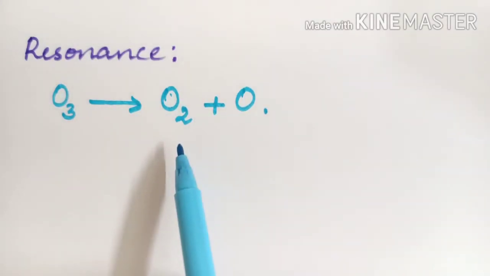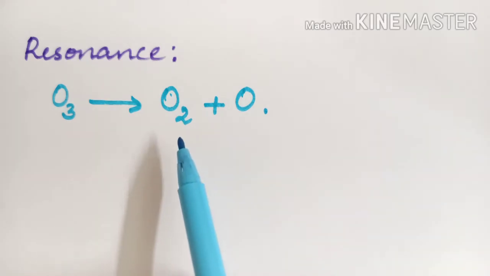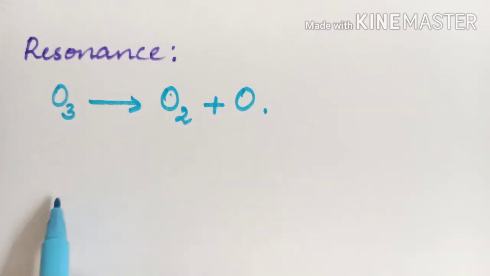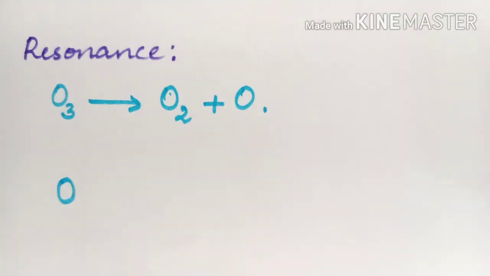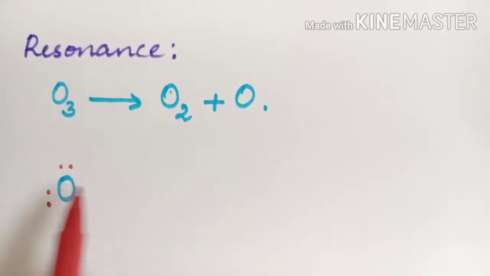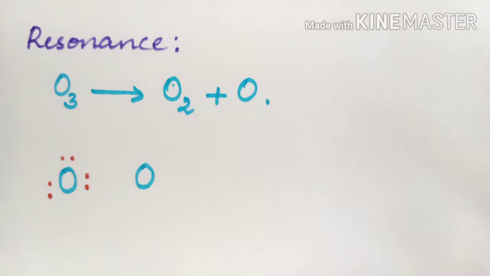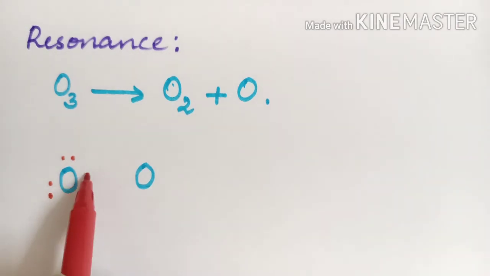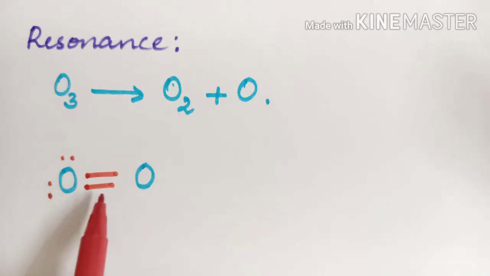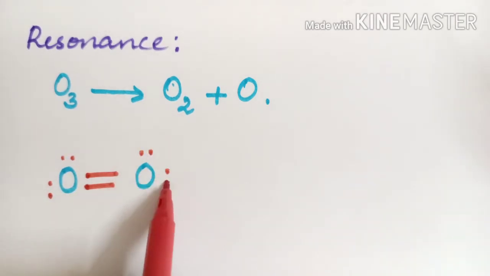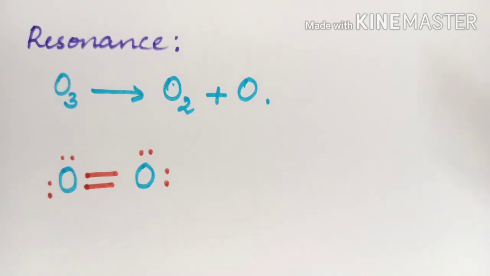You have learned how to draw the Lewis structure for the oxygen molecule. Oxygen has atomic number 8 and so it has a valency of 2. That is, 6 electrons are present in the outermost shell, out of which it is sharing 2 electrons with the other oxygen atom, leading to a double bonded structure. As a result, you find 2 pairs of electrons are there on the second oxygen too.